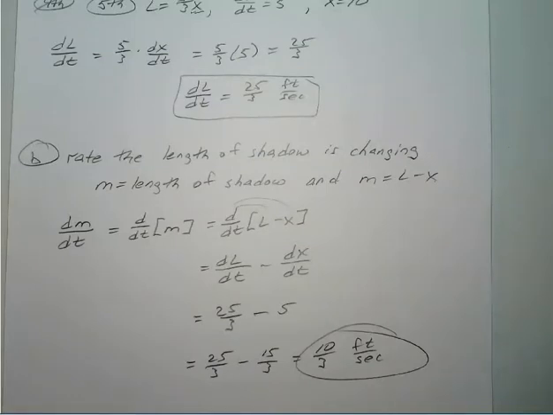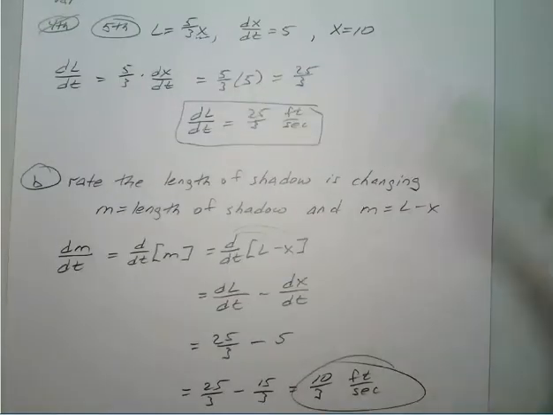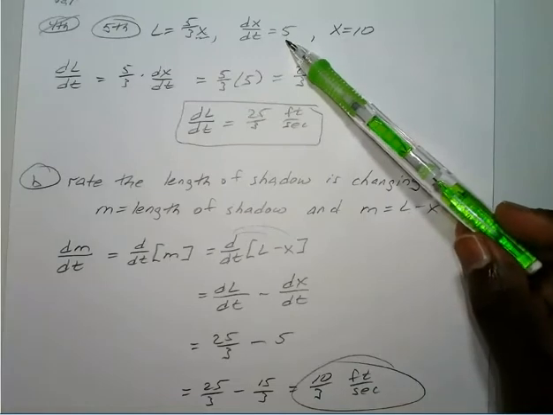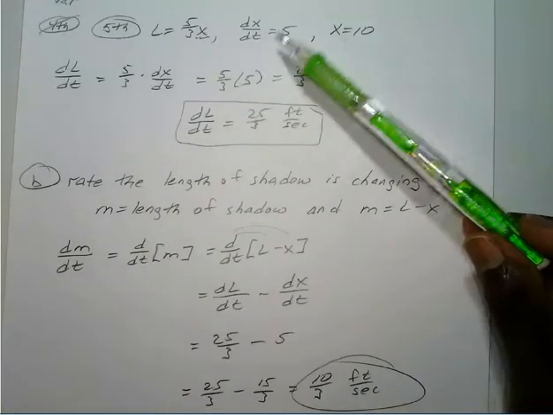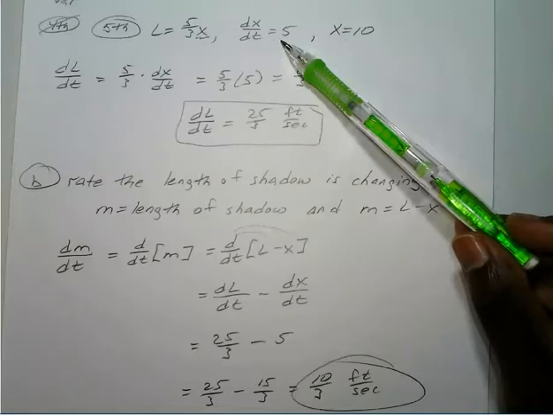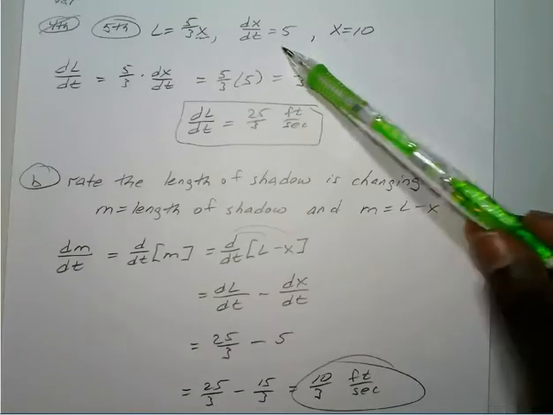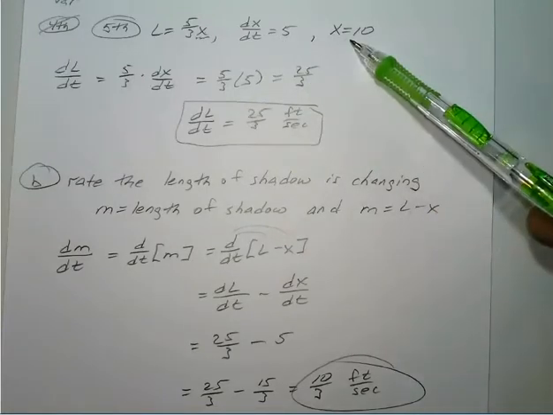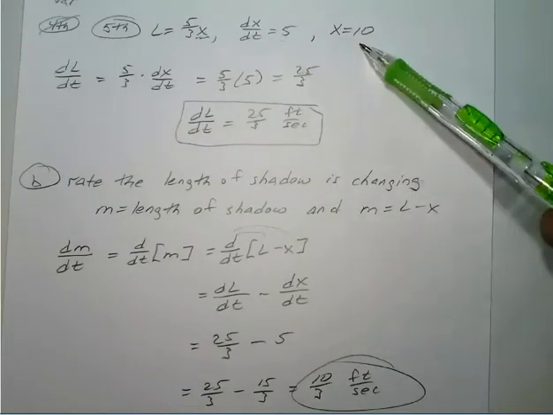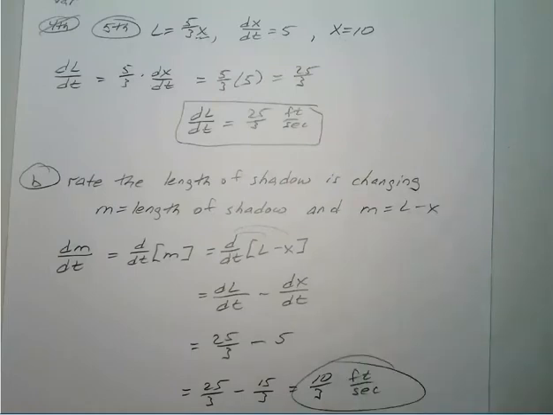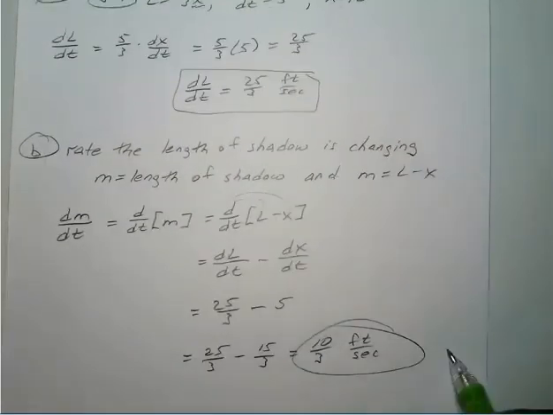And of course, we know that that will change if he starts walking faster or slower, then our dx dt will change. But as long as he's keeping up this pace, and he's 10 feet away, then that's the rate of change that his shadow is changing. If those two change, then of course this answer will change as well. All right, so hopefully this made sense, and I will see you on the next video.